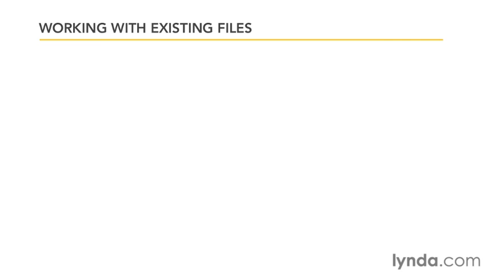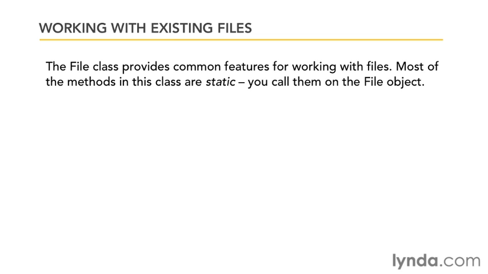Let's begin with something simple. We're going to see how to work with existing files. Now, the File class provides some features for working with files, and as I mentioned earlier, most of the methods in this class are static. You call them directly on the File object, and if you're not familiar with static classes, you should go back and watch the section on classes to find out what a static class is.